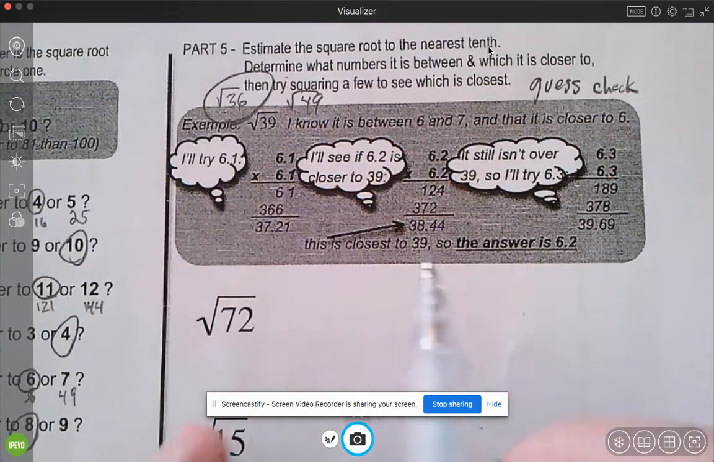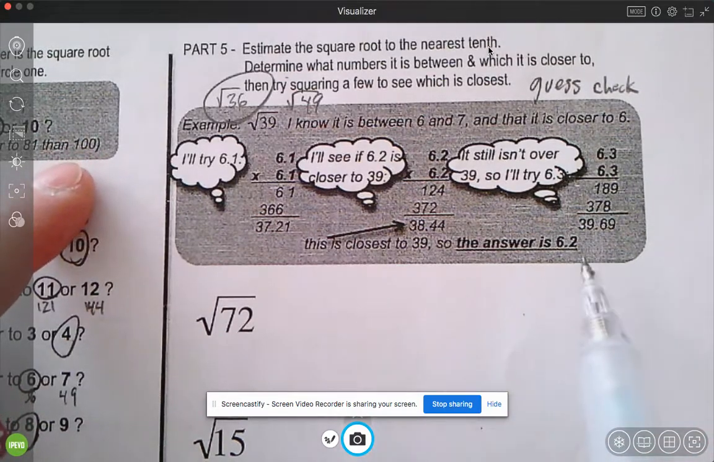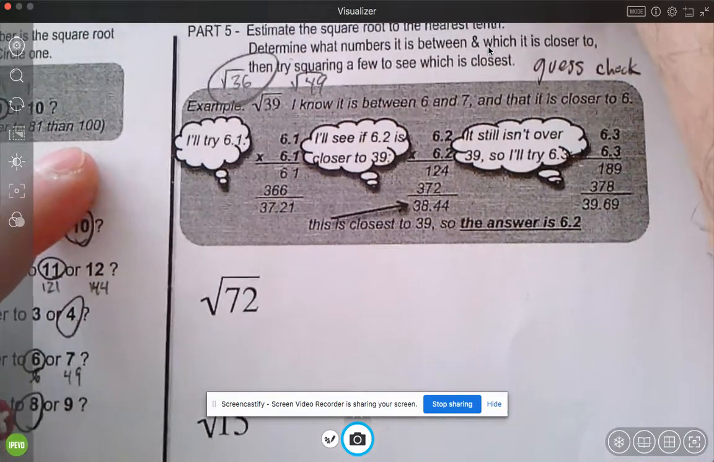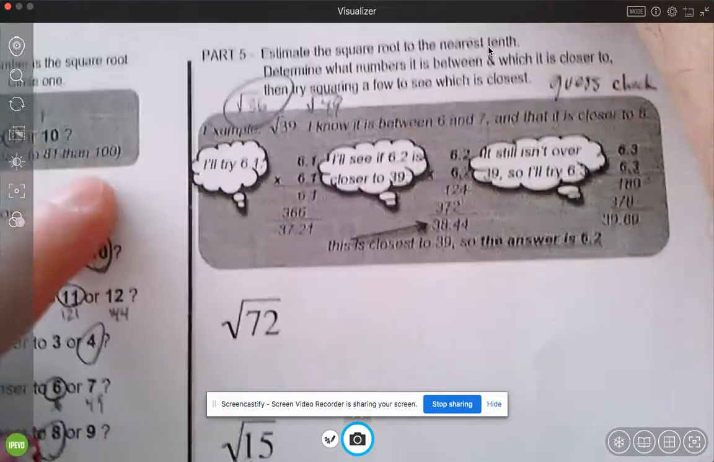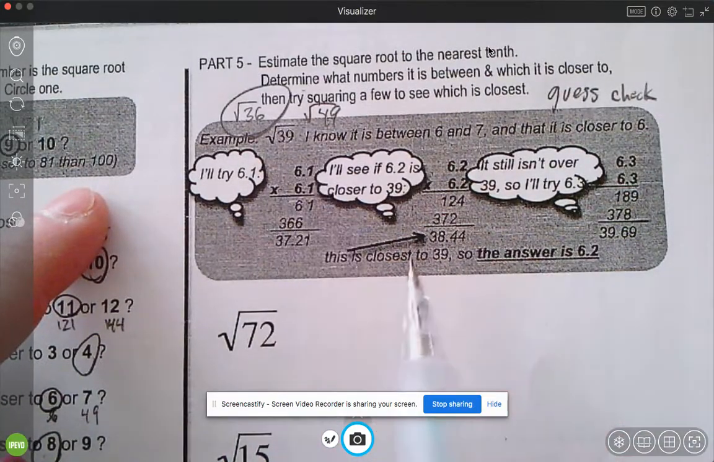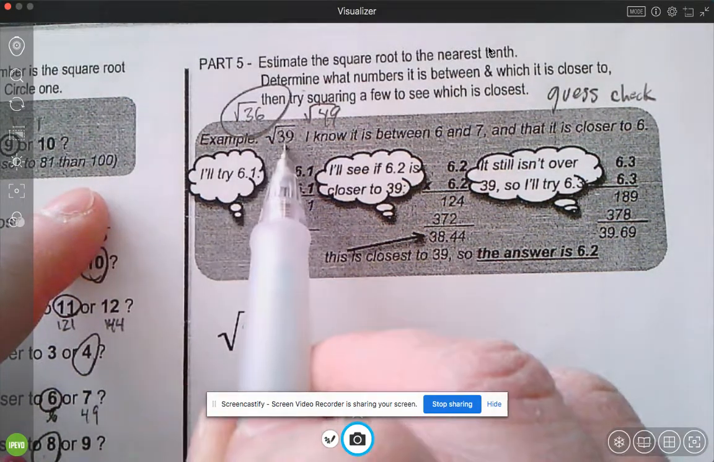If you look, we want to get 36. Which one is closest to 36? I'm sorry, I want to get closest to 39. My bad. So for 39, it is this one right here. 38.44 is pretty close to 39.